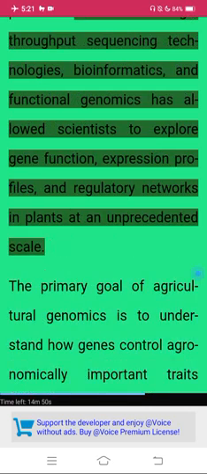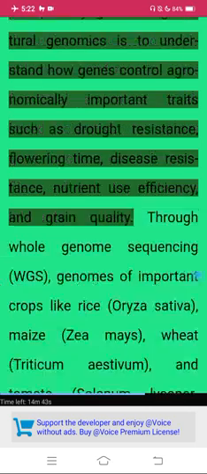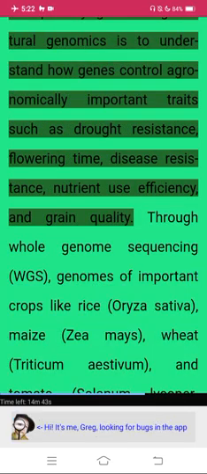The advent of high-throughput sequencing technologies, bioinformatics, and functional genomics has allowed scientists to explore gene function, expression profiles, and regulatory networks in plants at an unprecedented scale. The primary goal of agricultural genomics is to understand how genes control agronomically important traits such as drought resistance, flowering time, disease resistance, nutrient use efficiency, and grain quality.